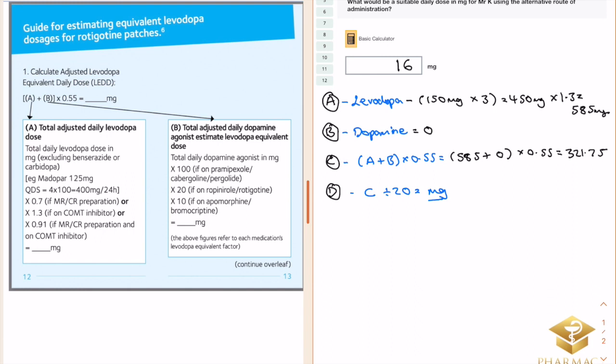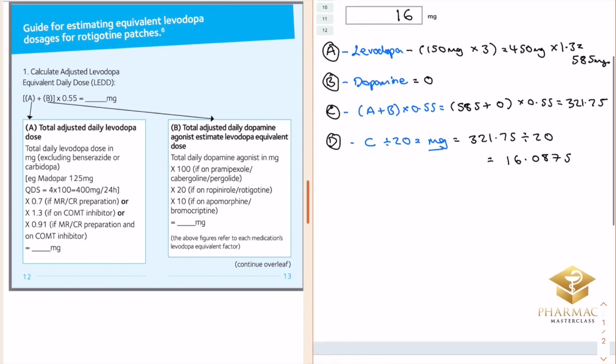Move on to stage 4, which is dividing your answer in stage C by 20. So we're going to do 321.75 divided by 20. That'll give us the number of milligrams of rotigotine in a 24-hour period. On your calculator, you get 16.0875. Now we need to round that to the nearest 2 milligrams. In all the previous questions, I've talked about rounding in this workbook to the nearest 2 milligrams, so let's just do it anyway. What are the nearest 2s to 16?